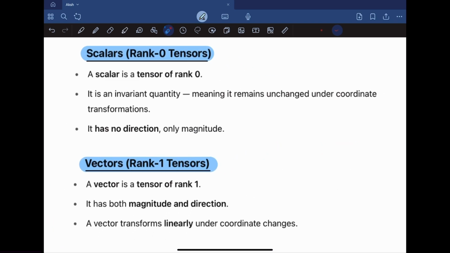Now scalars. A scalar is a rank 0 tensor. It is an invariant quantity, meaning it remains unchanged under coordinate transformations, and it has no direction, only magnitude. Whereas vectors are rank 1 tensors, they have both magnitude and direction and they transform linearly under coordinate changes.